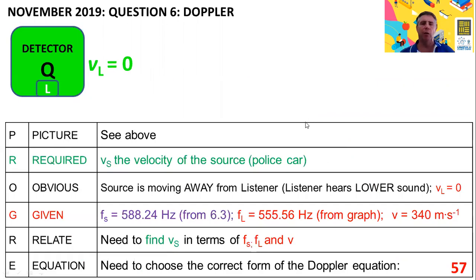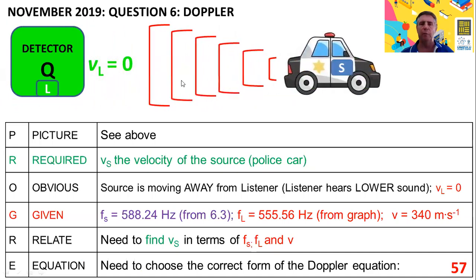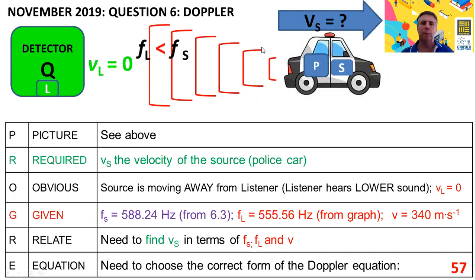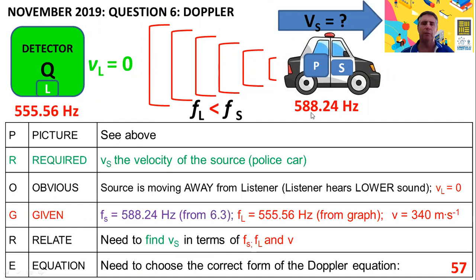Now, looking at our progress method, we have a stationary detector by the side of the road. We have a police car moving away, making the sound. We don't know what the velocity of the source is, but we know that the frequency observed by the listener will be less than the frequency of the source because the waves are being stretched out as that police car moves away. And we know from our previous calculations, frequency observed by the listener was 555.56 hertz, and the frequency produced by the source, 588.24 hertz.